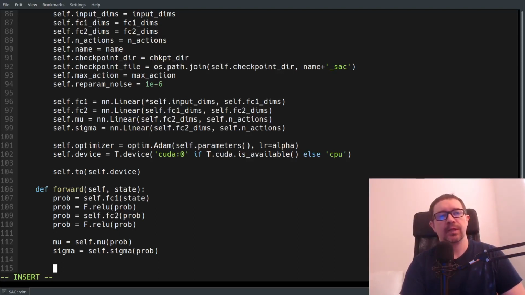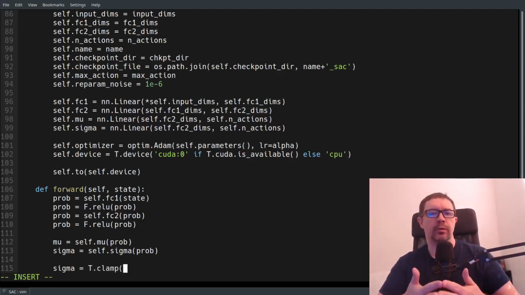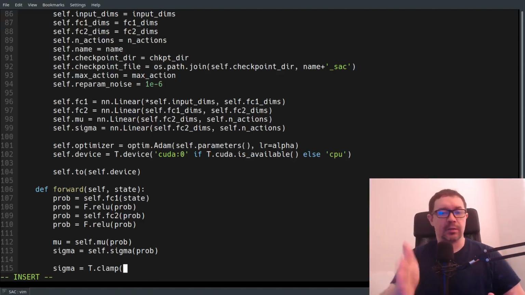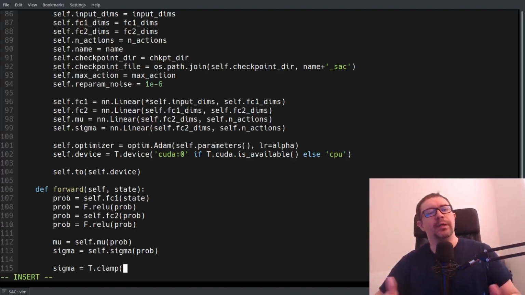The next step is to clamp our sigma. The reason is you don't want your distribution for your policy to be arbitrarily broad, right? The standard deviation determines the width of your distribution effectively. The mean is the center point and the standard deviation is its width. You don't want that to be really, really broad. You want that to be some finite and constrained value.